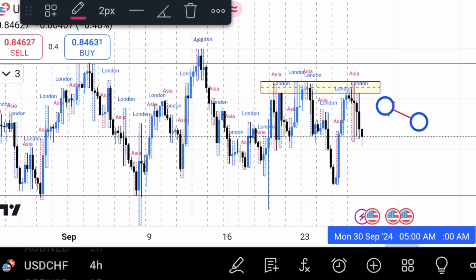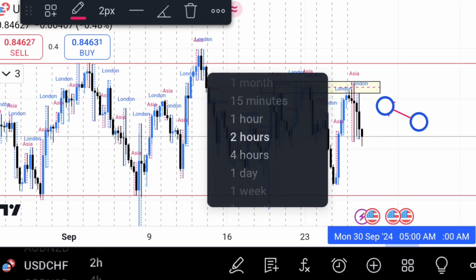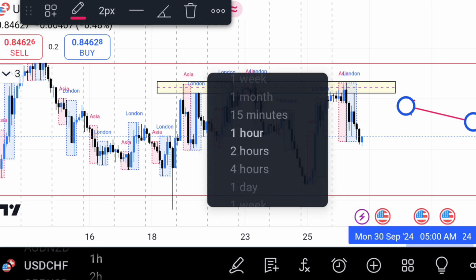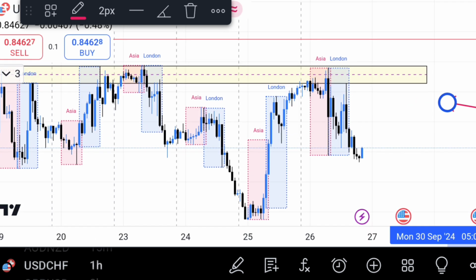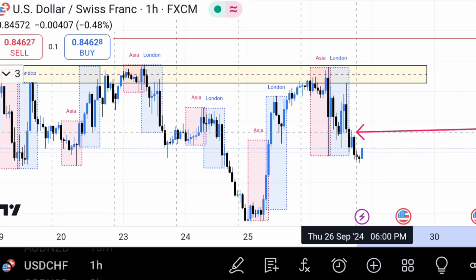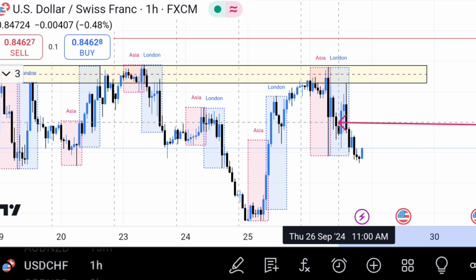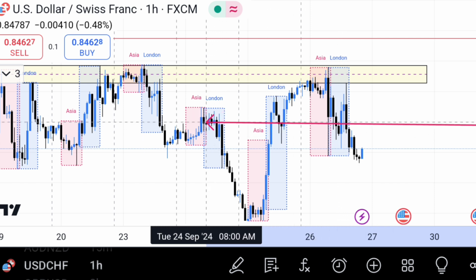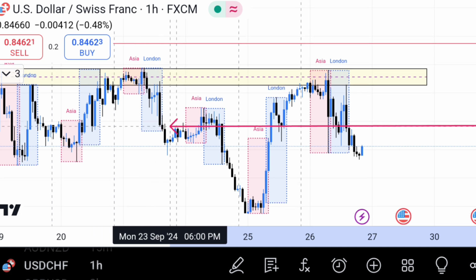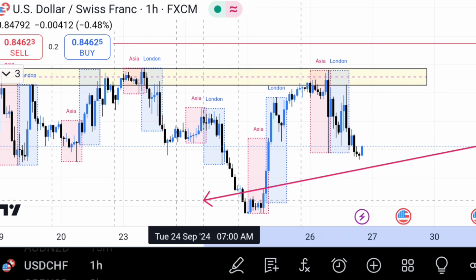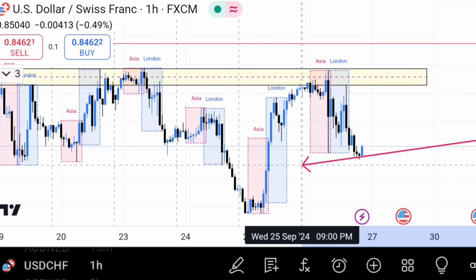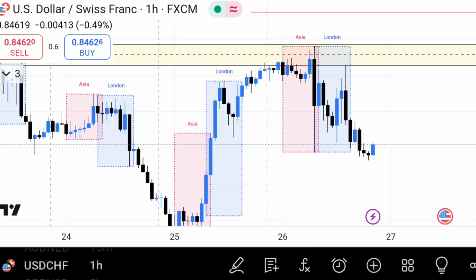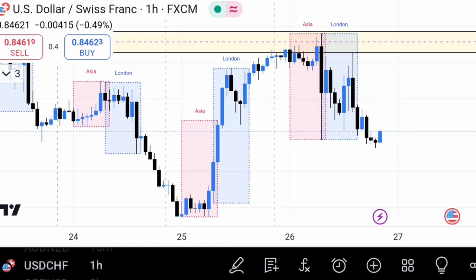I'm scaling down to the smaller time frame, the 2 hour. Let me go down to the 1 hour, and you can see this is what is happening today, which is Thursday. This is what happened yesterday, which is Wednesday, then Tuesday, and then Monday. So you see this period separator has separated it for us, and is making the thing seem clear.